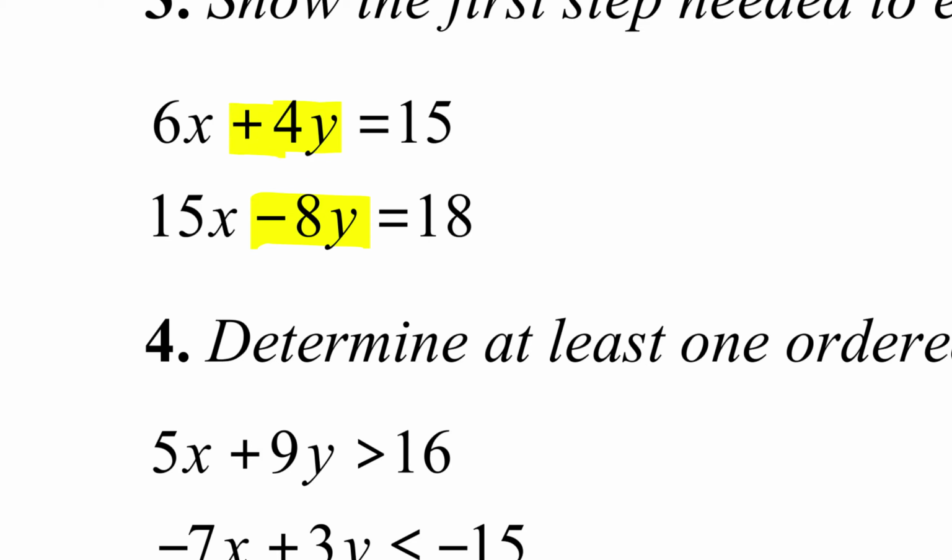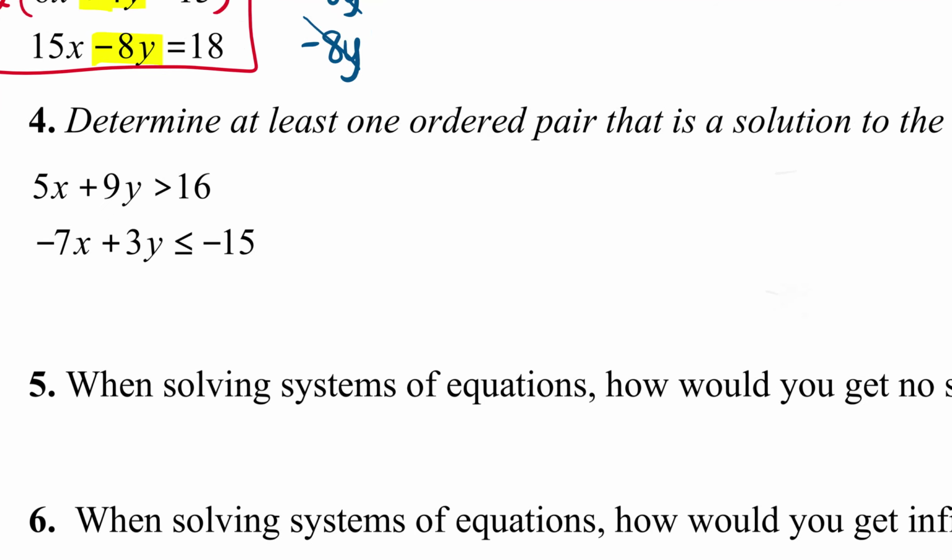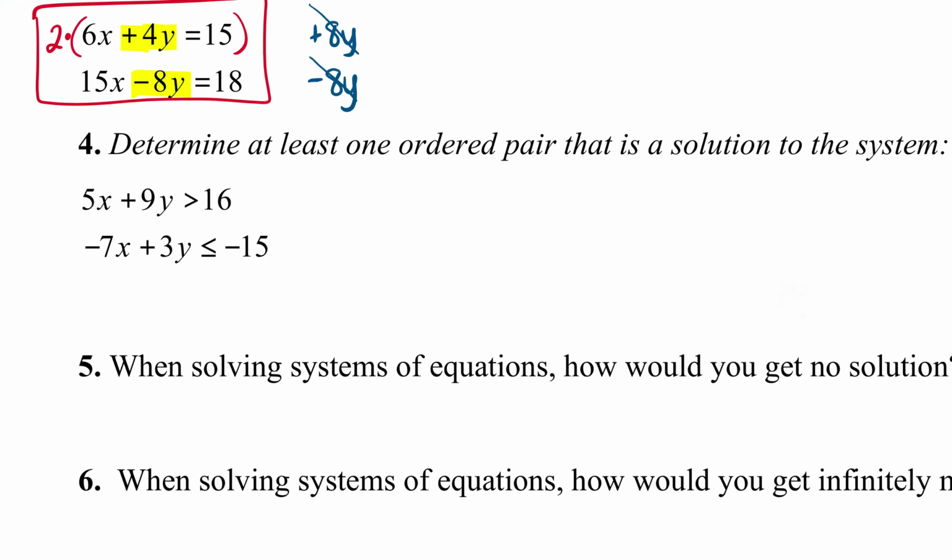Alright, next one. Determine at least one ordered pair that is a solution to the system. Normally on the test I would give you one and say, is this a solution, yes or no? But just for practice's sake, I just need to pick any x and y to throw in there and see if it works. So I'm just going to pick a random 3 and 1. You can pick any two numbers and try. I would stay low just in case.